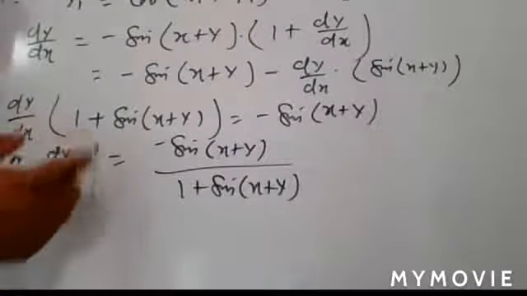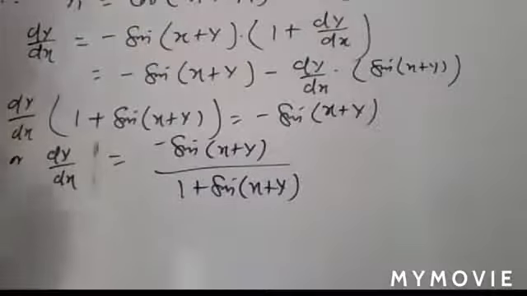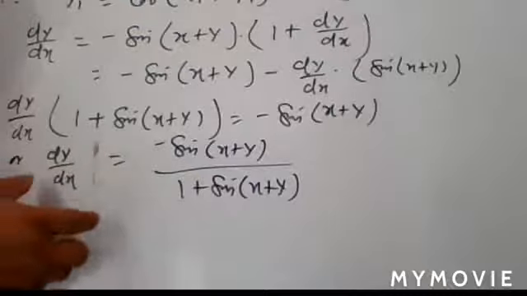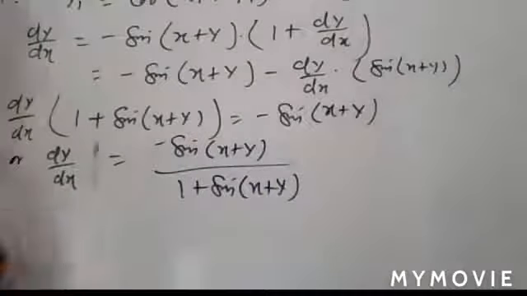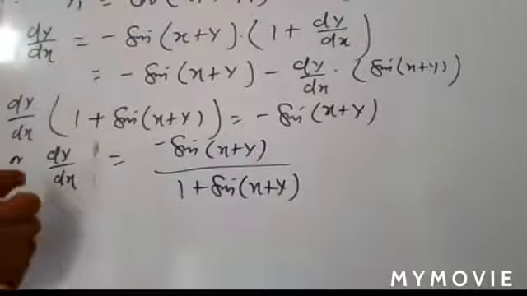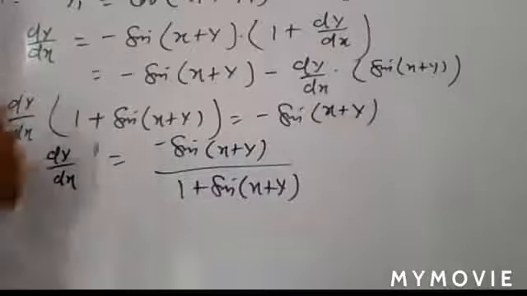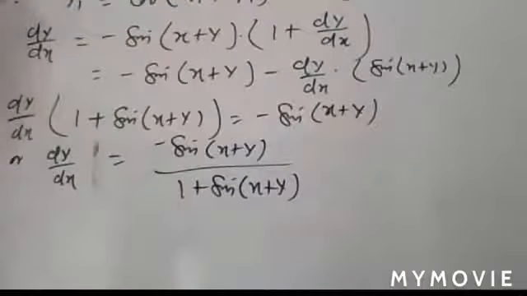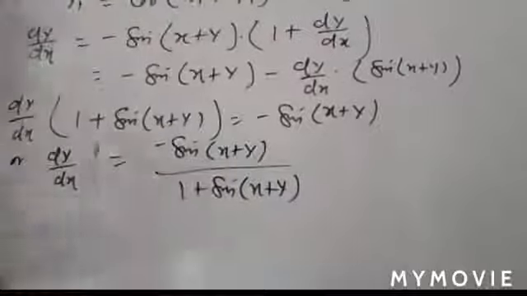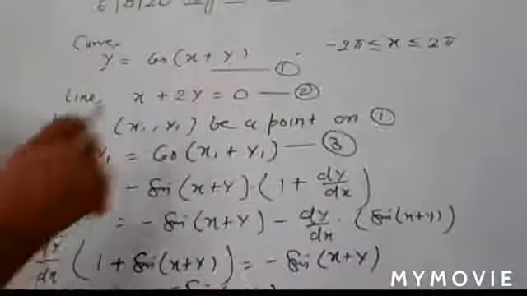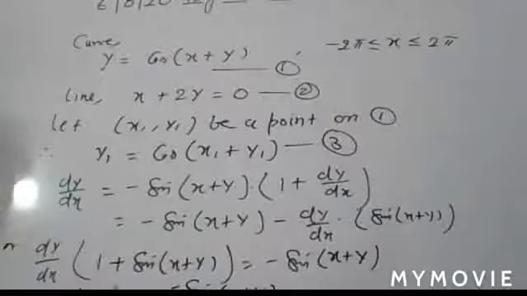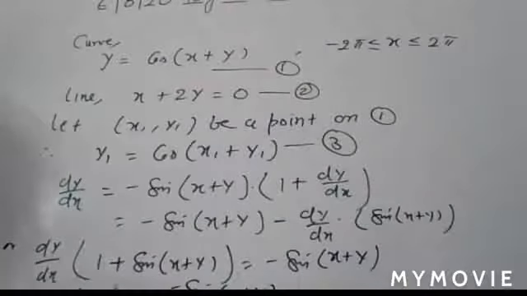Now what is given? It is given that the tangent is parallel to the given line, so their slopes are equal. So the slope of the tangent, that is dy by dx at x1, y1, you find its value at x1, y1. That slope at the given point x1, y1 is the same as the slope of the line. And here the slope of the line is what? Just see equation 2. What is its slope? Minus coefficient of x upon coefficient of y. So the slope of line 2 is minus 1 upon 2.